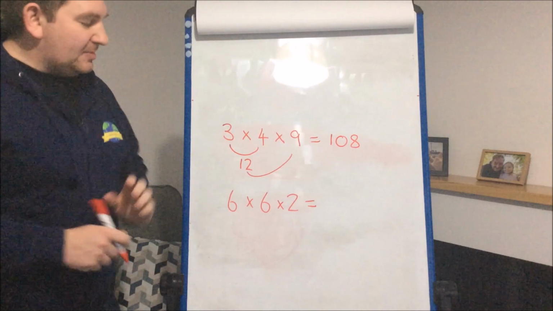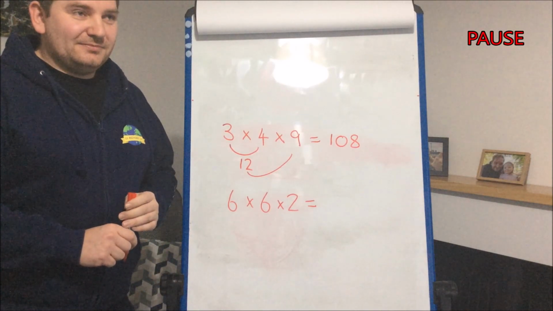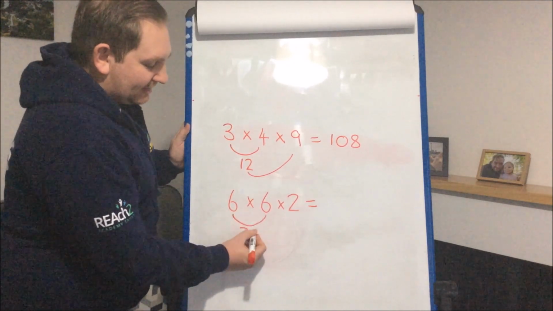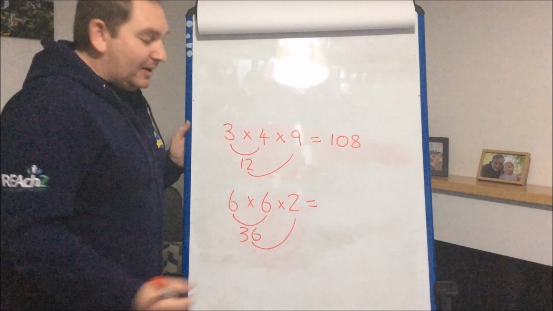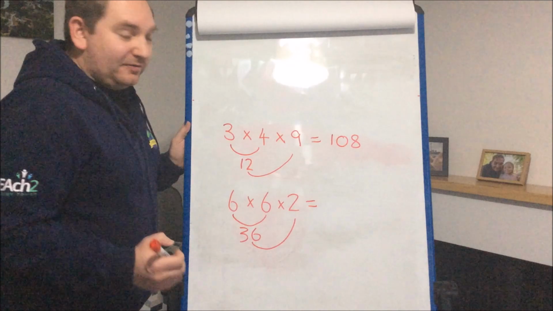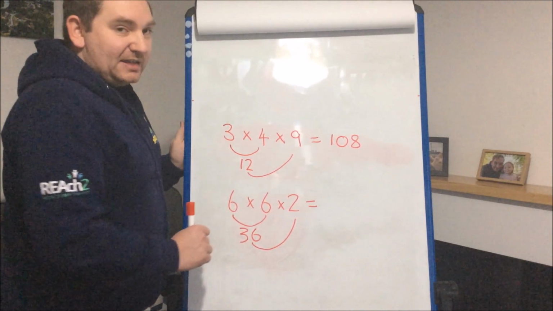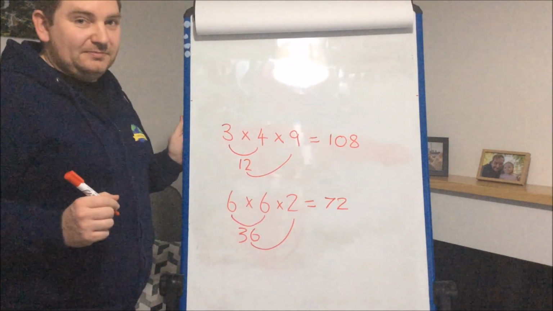Six times 6 times 2. Pause the video and have a go. Okay, so 6 times 6 is 36. And then we take 36 and times it by 2. I know that 2 times 6 is 12. And 2 times 30 is 60. So 60, add the 12, equals 72.